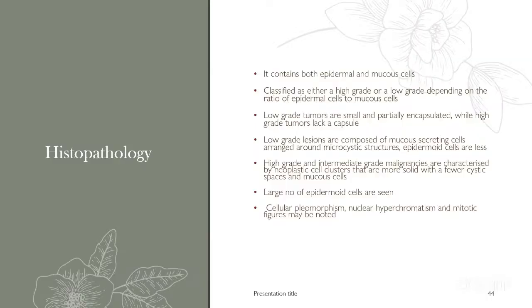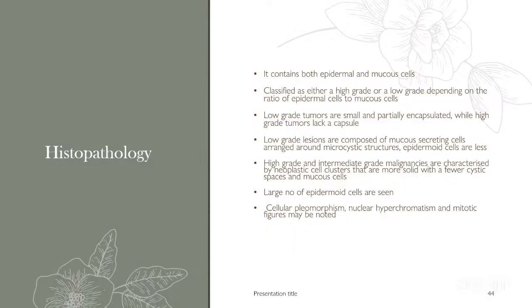Histopathologically, it contains both epidermal and mucous cells. The classification as either high-grade or low-grade will depend on the ratio of the epidermal cells to the mucous cells. Low-grade tumors are small and encapsulated, whereas high-grade tumors lack a capsule. Low-grade lesions are composed of mucus-secreting cells arranged around microcystic structures. So the mucus cells are more when compared to the epidermoid cells in low-grade lesions.